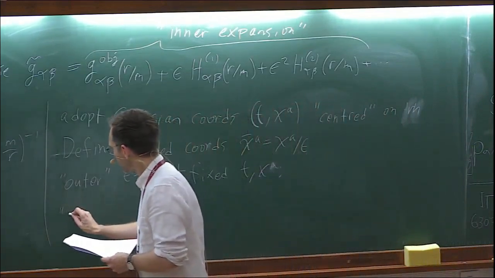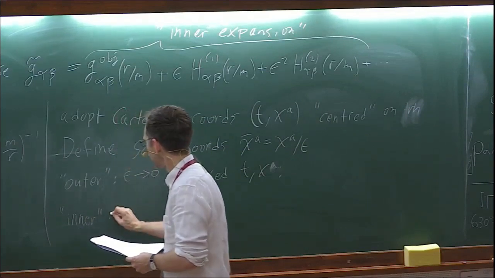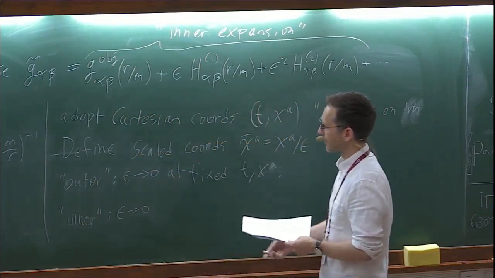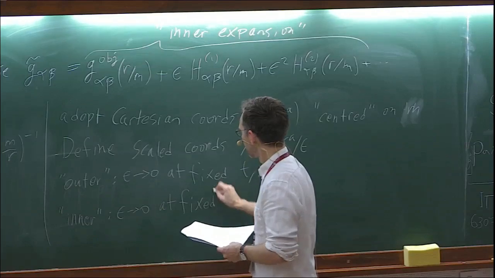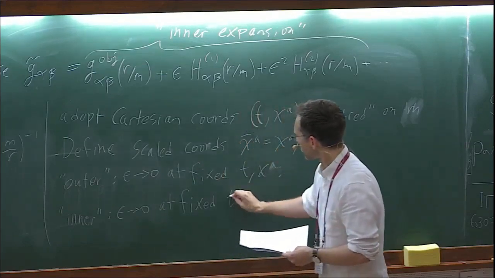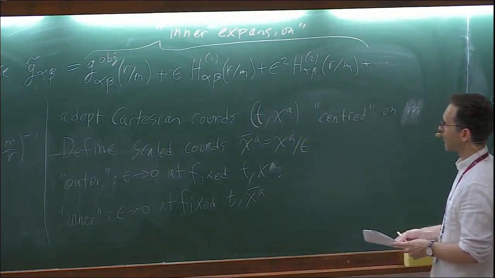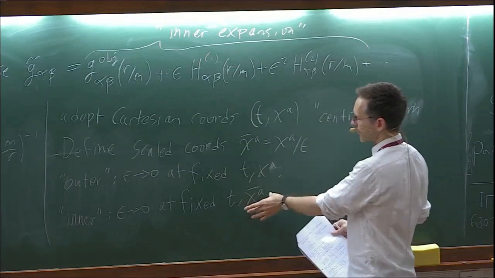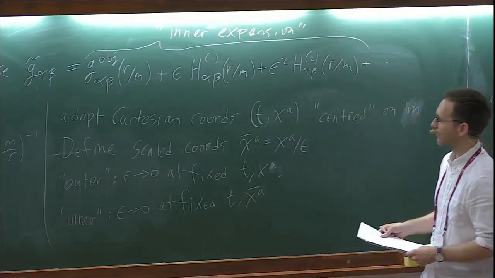And that's performed by taking epsilon to 0 and doing an expansion in that limit at fixed values of t and x bar a. So you perform a coordinate transformation to the scaled coordinates, and now you do your expansion in powers of epsilon.